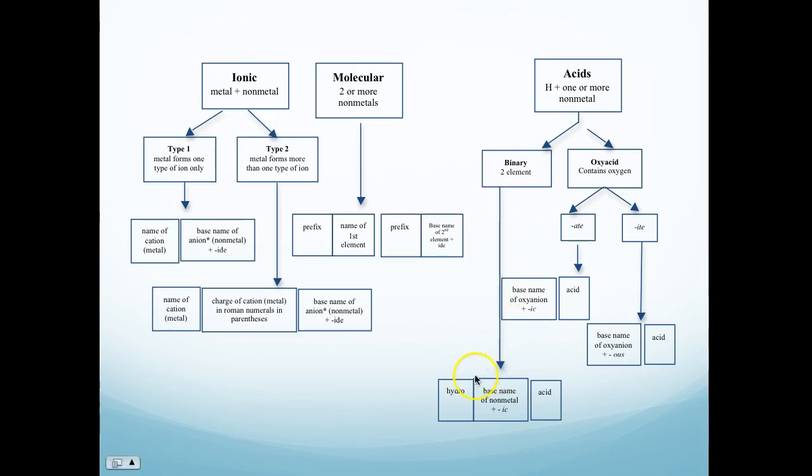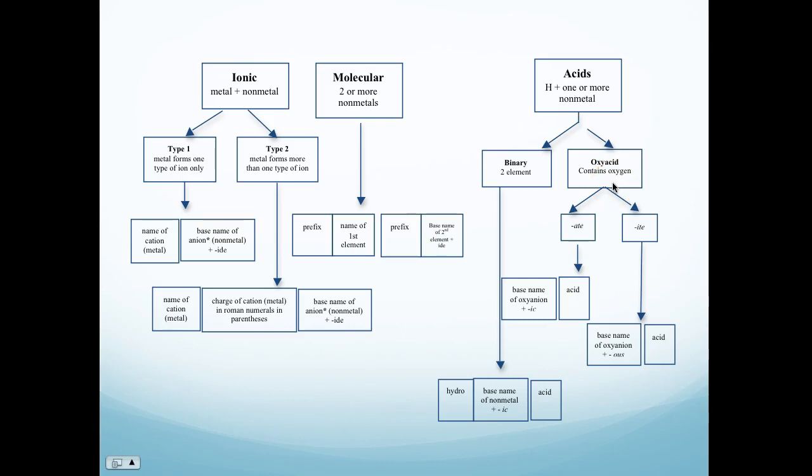We always use hydro out front. So if we're talking about HCl, for example, we have hydro. The base name of chlorine is going to be chlor, and to that we add -ic at the end. So it would be hydrochloric, and then we have a space and we tack acid at the end. So hydrochloric acid. Same for HBr, hydrobromic acid. For HI, hydroiodic acid. If we move on to oxyacids, these are going to be ones that contain oxygen.